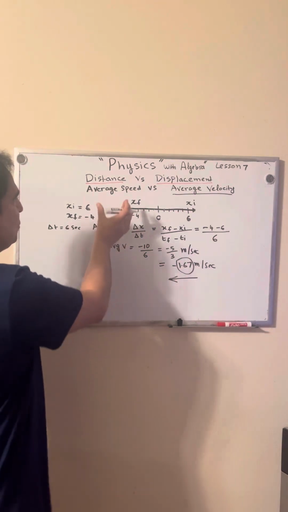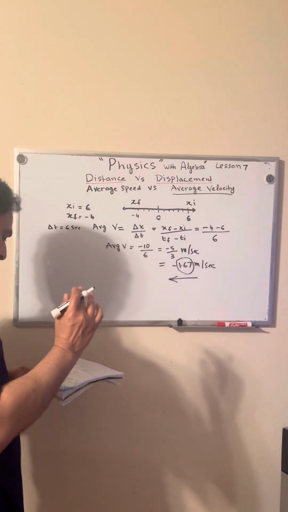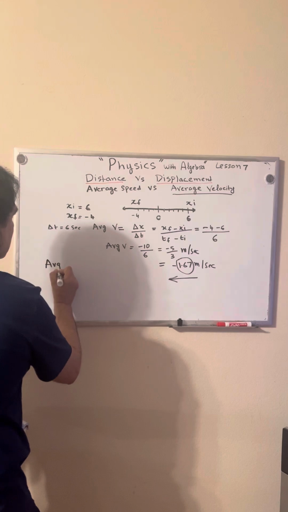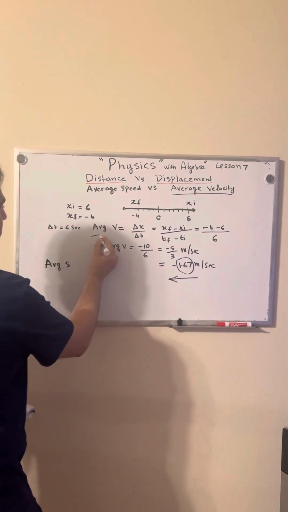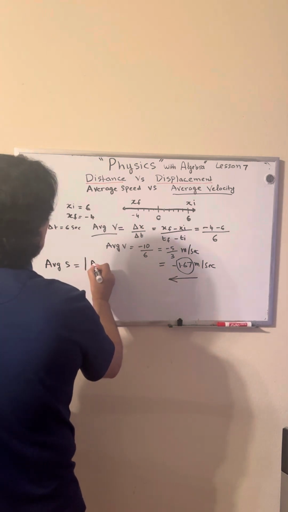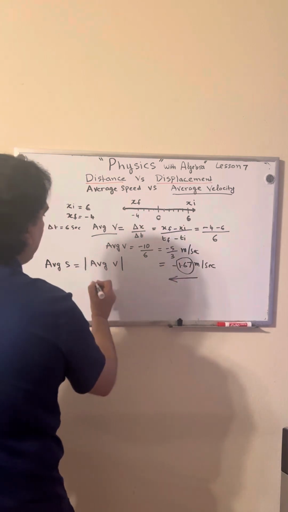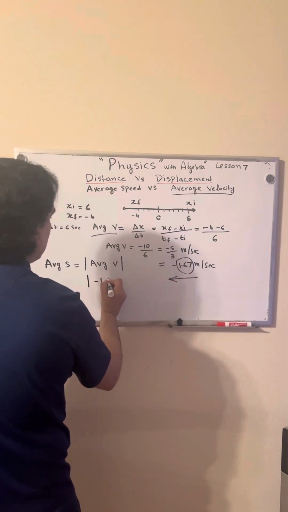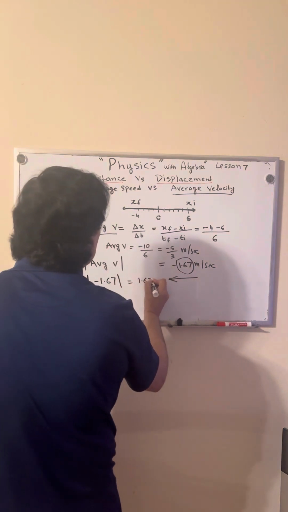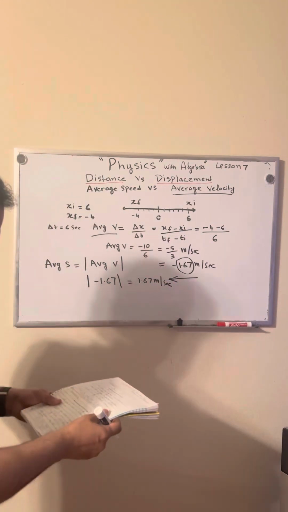Now, I ask you to calculate the average speed, okay? So when you calculate the average speed, all you have to do, average speed, not average velocity, this was average velocity. Average speed is equal to the absolute value of average velocity. What is the absolute value of negative 1.67? It is equal to 1.67 meters per second. All right.